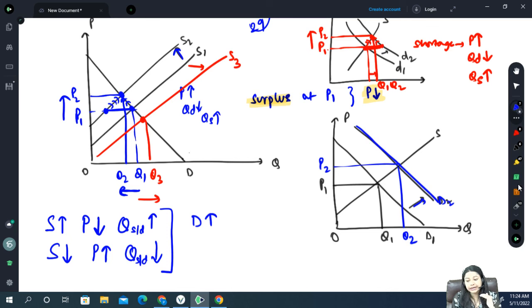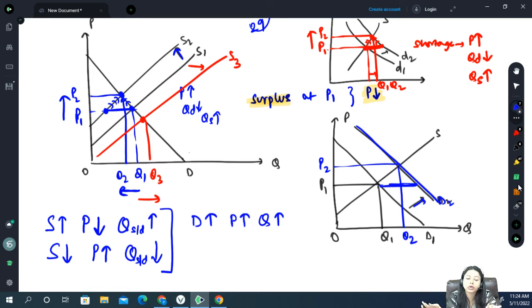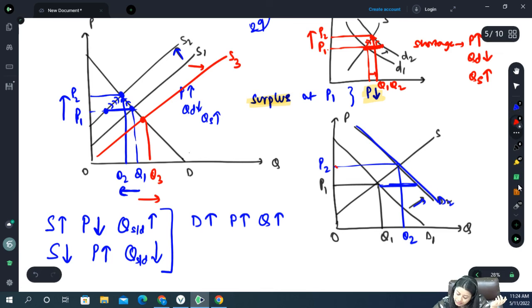Okay? Increase in demand. This led to what? Upward movement in price, because there was a shortage. At the current price, there was a shortage. So price increased and quantity also increased because suppliers started to supply more. Clear? Now let's say suppose demand decreased.